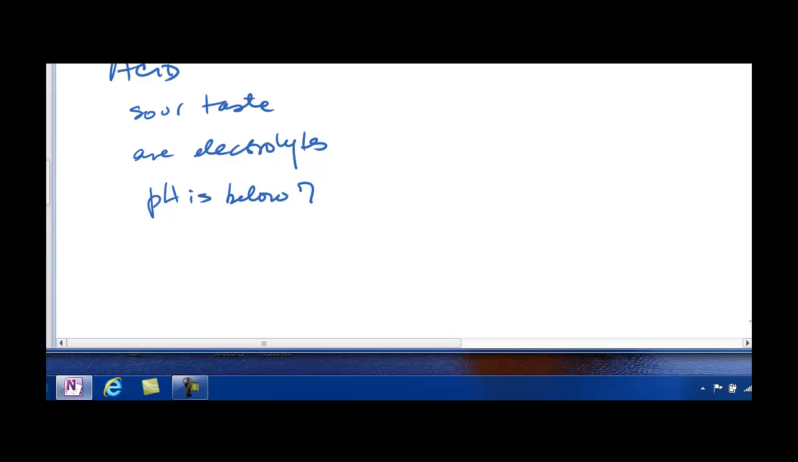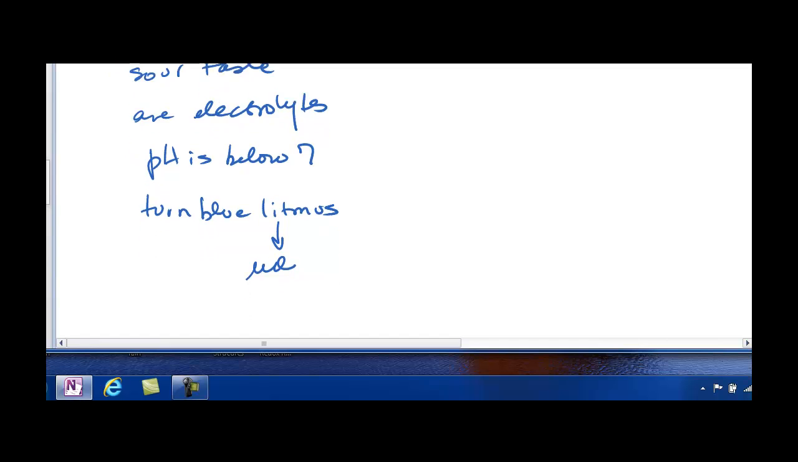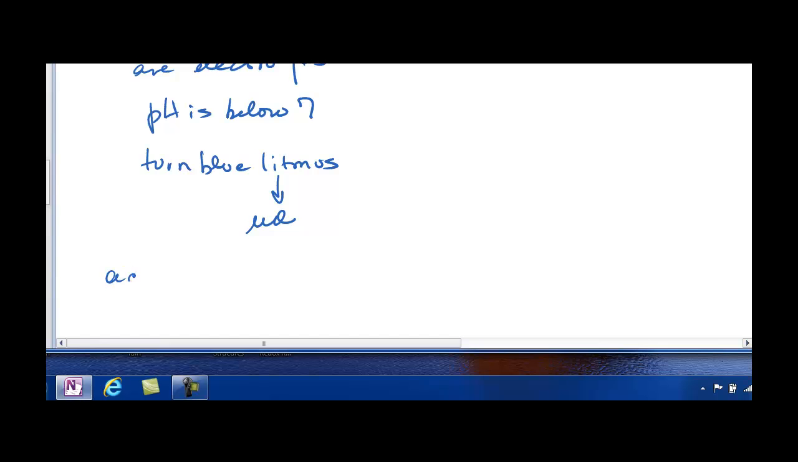What about litmus paper? They turn blue litmus red. Blue litmus paper turns red. And of course, acids react with what? With bases. And those are called neutralization reactions.